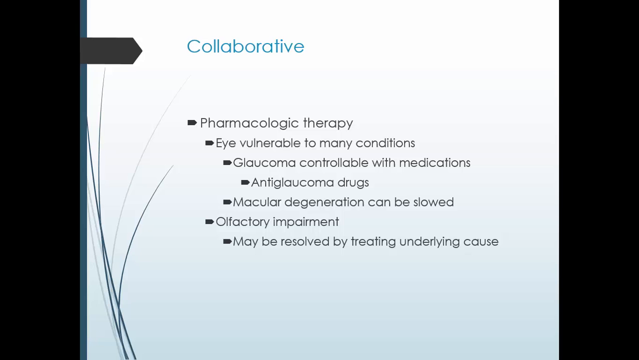We'll talk about glaucoma later in the exemplar. Macular degeneration can be slowed with medications as well. Olfactory impairment may be resolved by treating the underlying cause, which could be diabetes, hypertension, Parkinson's disease. Permanent hearing loss and alterations in taste and smell have no meds to treat those.